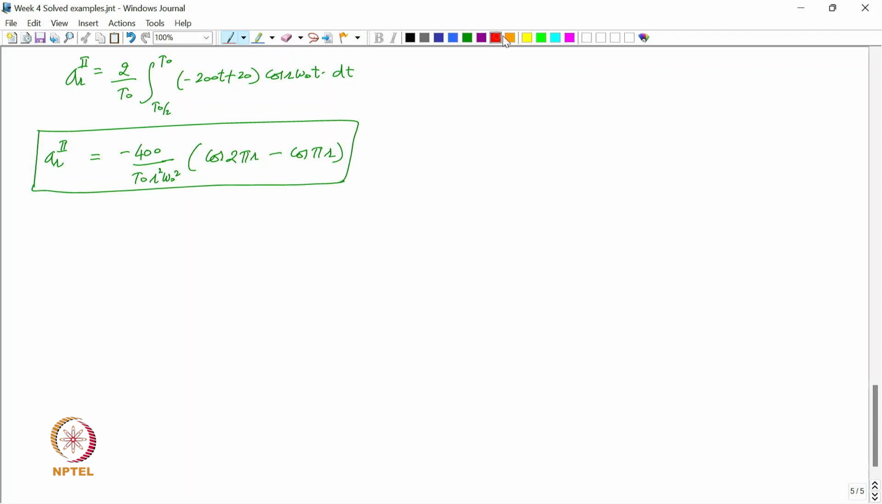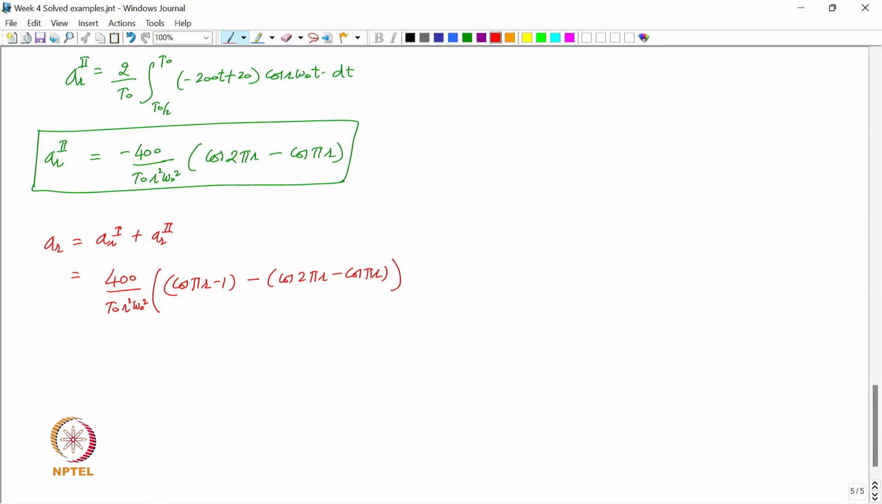And now we can obtain the complete integral, A r is equal to A r 1 plus A r 2, and if I substitute this here, the first one is 400 upon t naught r square omega naught square, I can take as common, and then inside I get cos pi r minus 1 from the first part, and then I get minus cos 2 pi r, minus cos pi r from the second.